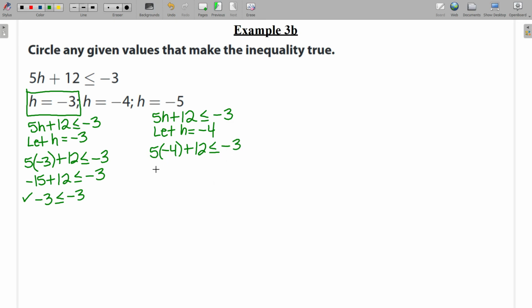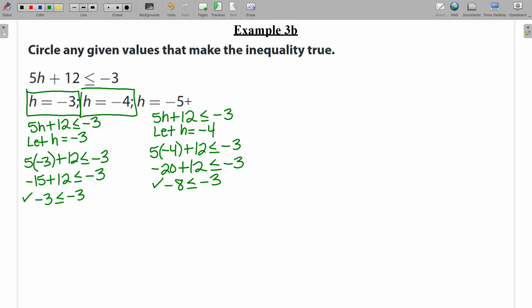Now when I take 5 times negative 4, that's going to give me negative 20 plus 12 less than or equal to negative 3. And when I take a negative 20 and combine it with a positive 12, that's going to give me a negative 8 less than or equal to negative 3. So comparing those two numbers, negative 8 and negative 3, negative 8 is indeed smaller than negative 3, so this also checks out. So we can say that h equals negative 4 is also going to be a solution to that particular inequality that makes it true.